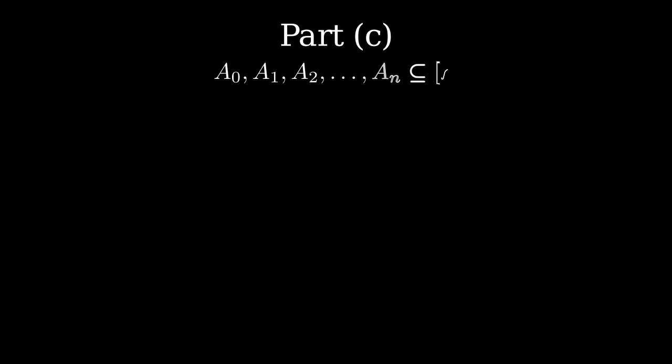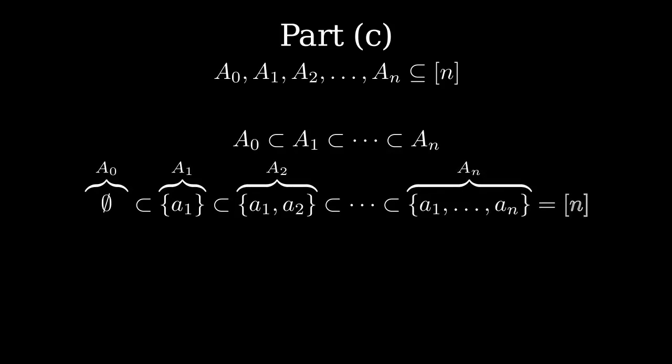Moving on to part C, we need to consider the lists of subsets a sub 0, a sub 1, a sub 2, and so on, to a sub n, which are subsets of bracket n. We want to count those lists which form a chain of proper inclusions. That is to say, every subset is a proper subset of the next one. A crucial component of this problem is that the length of the list of subsets is n plus 1. Therefore, we must start with a sub 0 equal to the empty set and a sub n equal to bracket n. This provides just enough elements so that, for each subset, we may add one element in order to obtain the next subset in the chain.